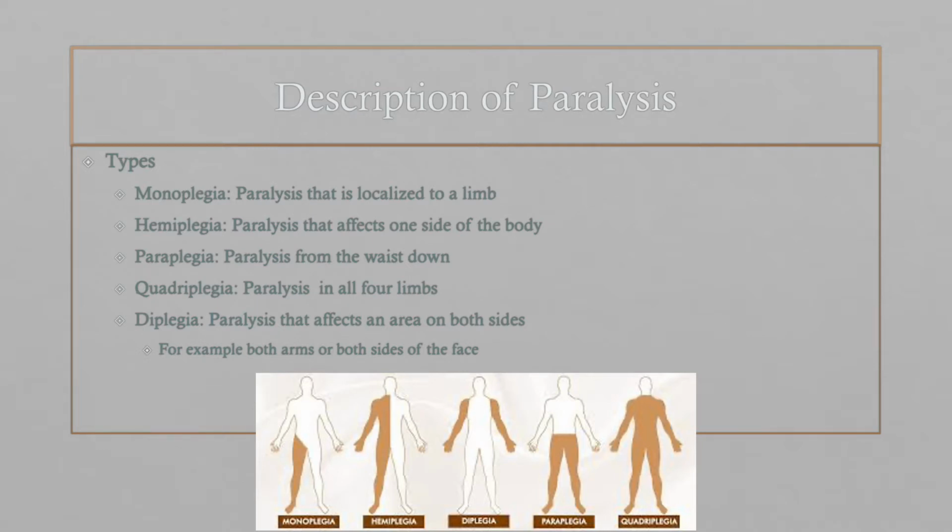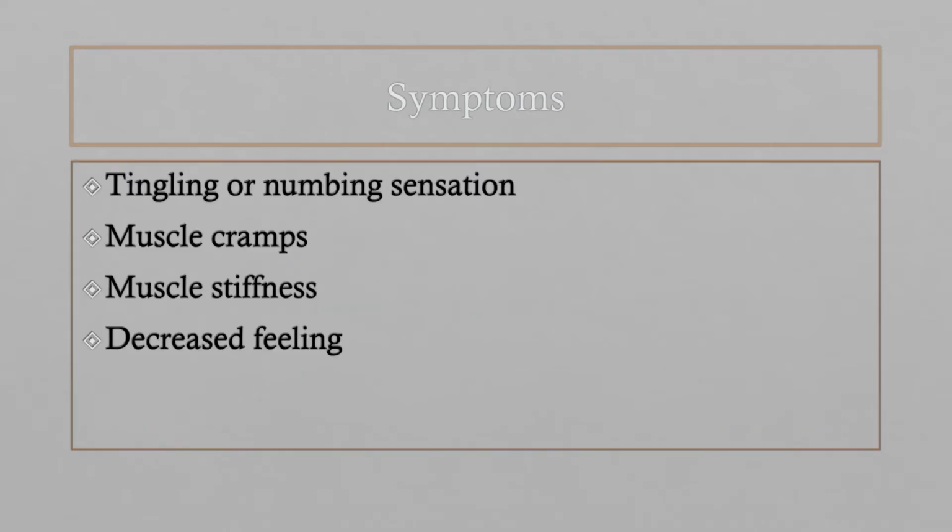Diplegia is paralysis that affects an area on both sides of the body. For example, it could be both arms or both sides of the face. I will now be discussing the symptoms of paralysis.